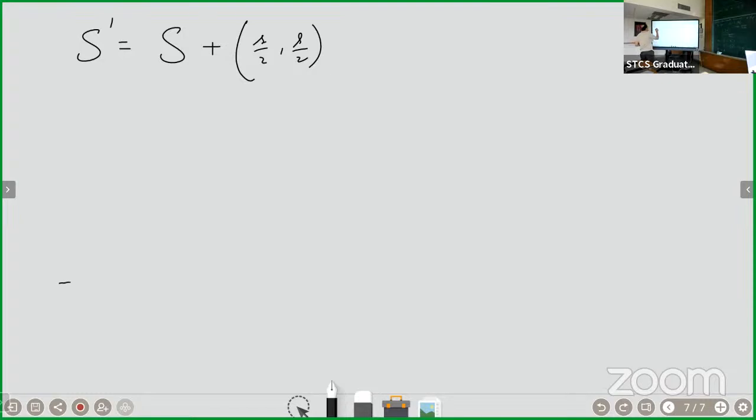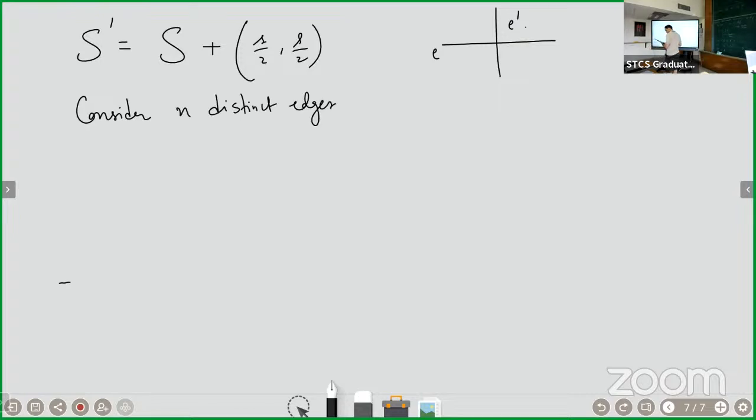So consider, and remember, when this dual lattice, if this is your original edge E, the dual edge was E prime, the vertical, and this is open, only that is open, vice versa. So consider n distinct edges. Doesn't matter if the dual or not.